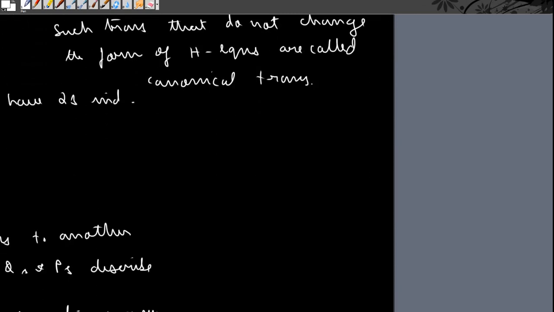Now again note that not all transformations are canonical. So how can we check whether a given transformation is canonical or not, and what are some different examples of these canonical transformations? This will be the topic for our next video. I hope whatever has been discussed so far in this video is clear to you. Thank you for watching. See you next time.